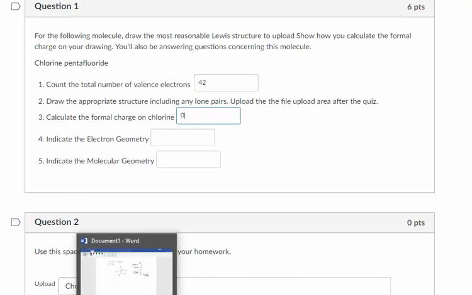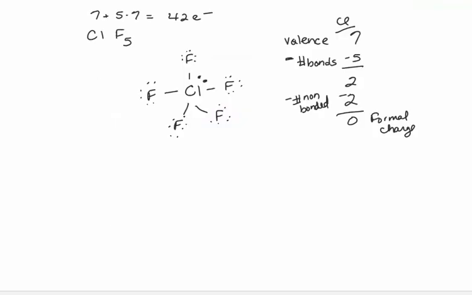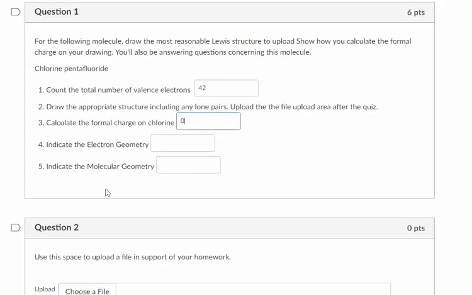We also need the electron geometry and the molecular geometry. Here we have 5 atoms and a lone pair, so the electron geometry has 6 terminal things, with 2 in the up and down positions. So there's 1, 2, 3, 4, 5, 6. So the electron geometry here is going to be octahedral.